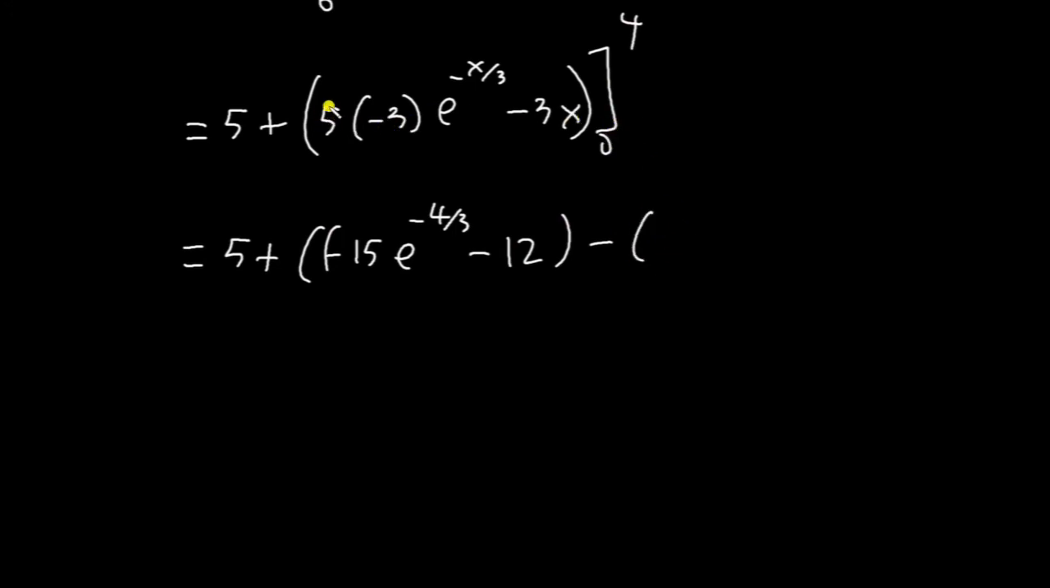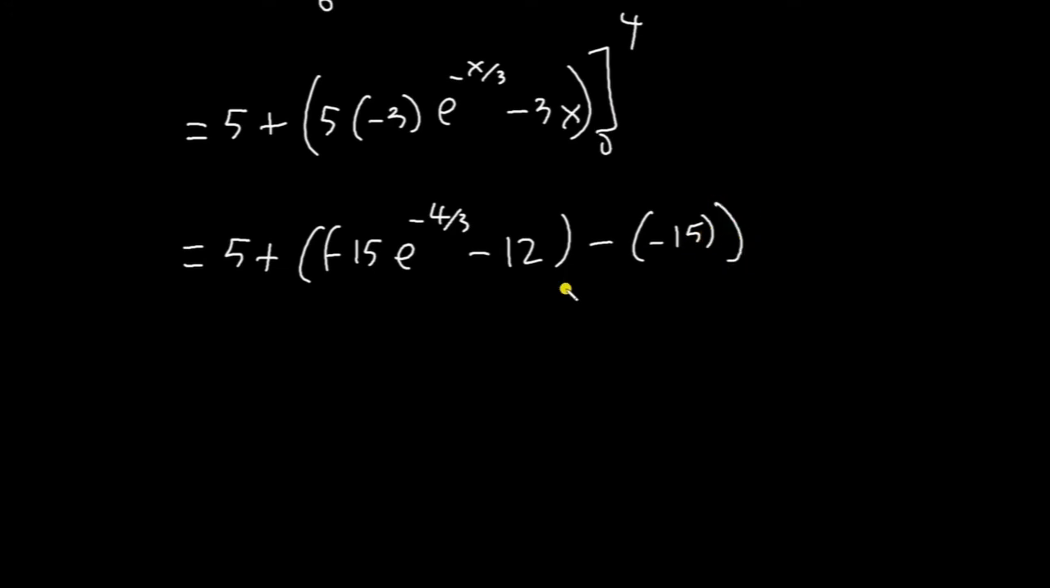Plug in 0, we'll get 5 times negative 3 times e to the 0. Remember, e to the 0 is 1, so we'll be subtracting 5 times negative 3 times 1. So we'll be subtracting negative 15. Okay, so 5 times negative 3 is negative 15, times 1 is negative 15 still. And then minus 0 is not going to do anything.